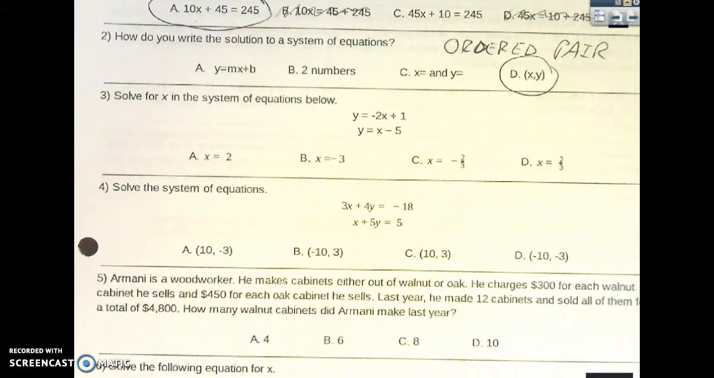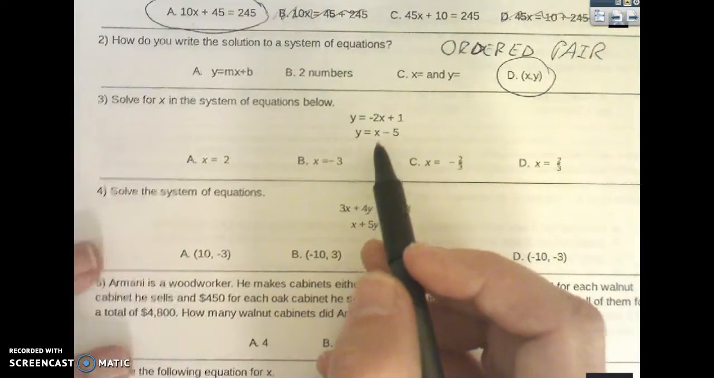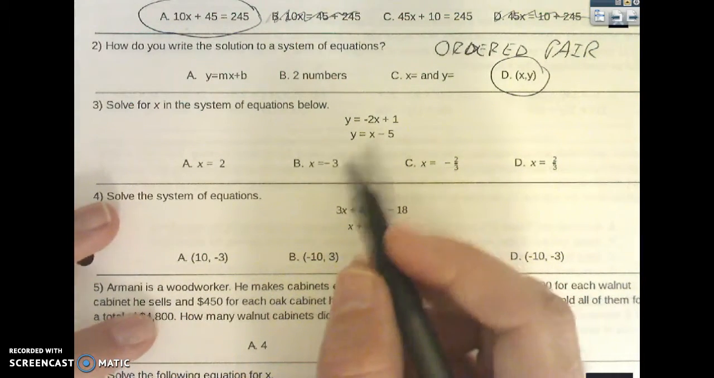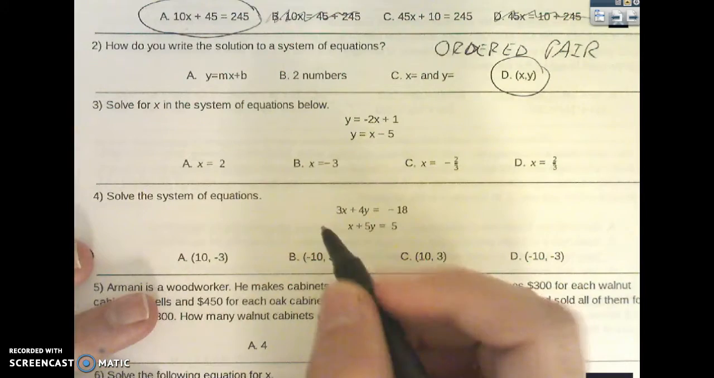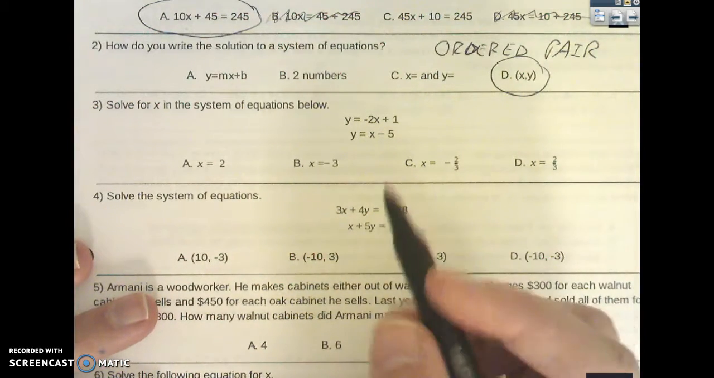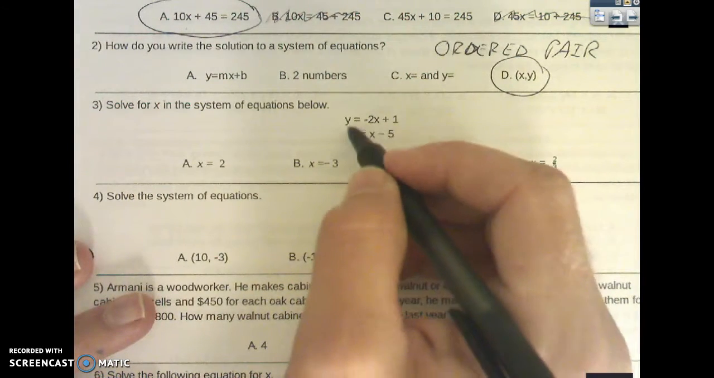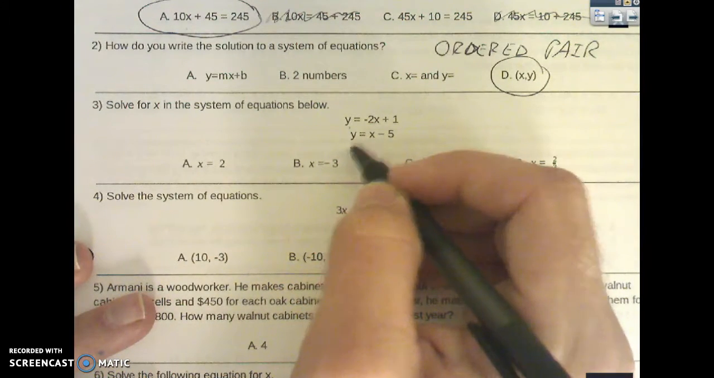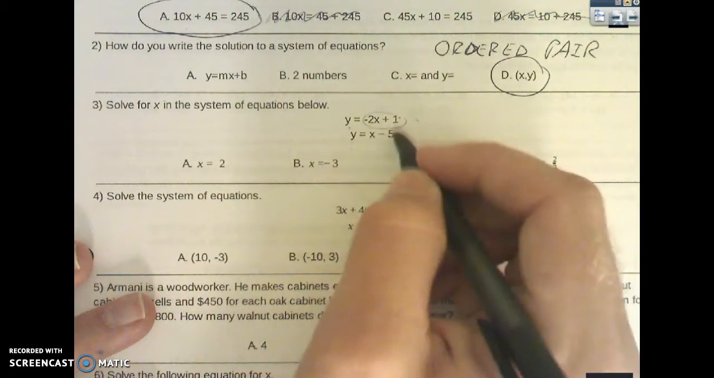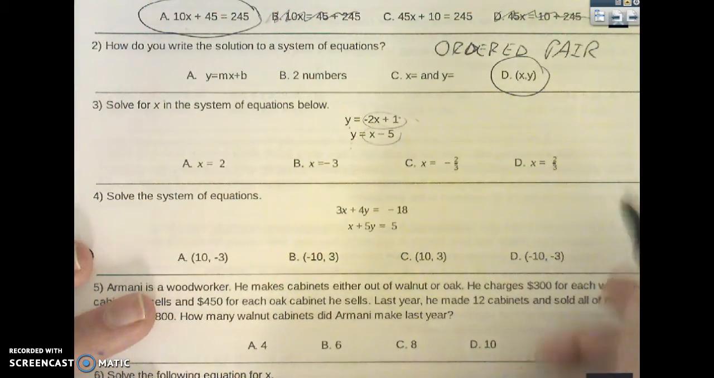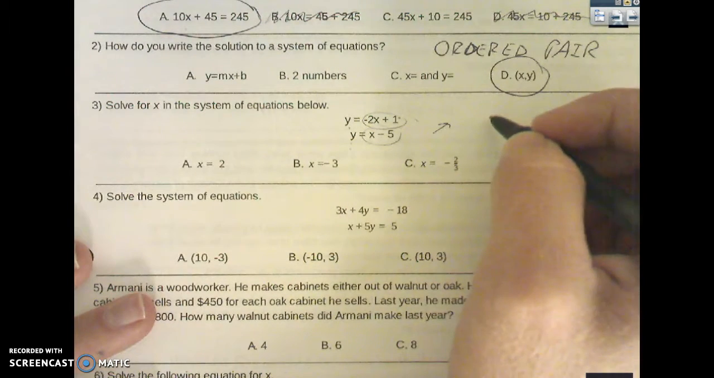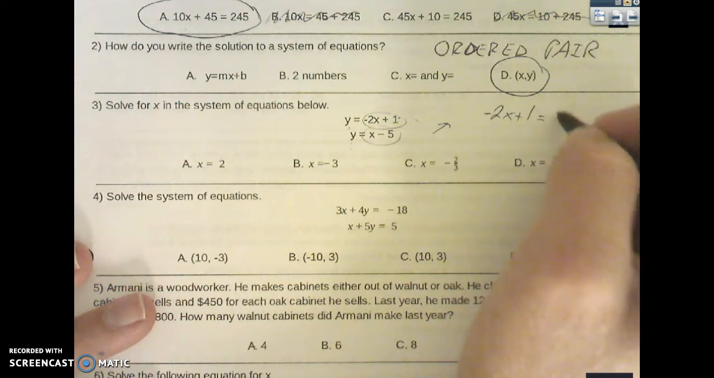Solve for x in the system of equations below. Now, this problem right here is a system, okay? And if we're looking to solve for this, you could try the elimination method, so on and so forth, if you'd like. We could also do substitution. So here's the neat thing. Since they're both equaling y, that means that these two things have to equal each other as well. So let me show you this off to the side. Negative 2x plus 1 equals x minus 5. Now we can solve for this.